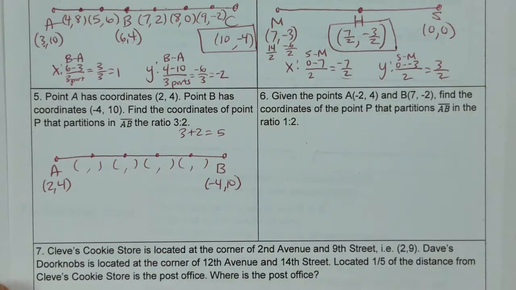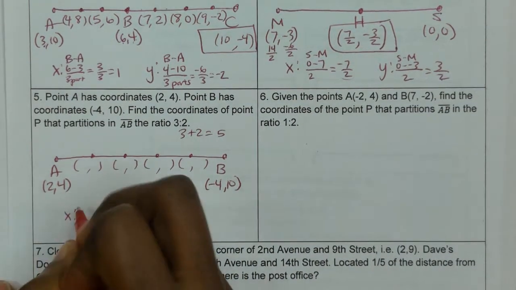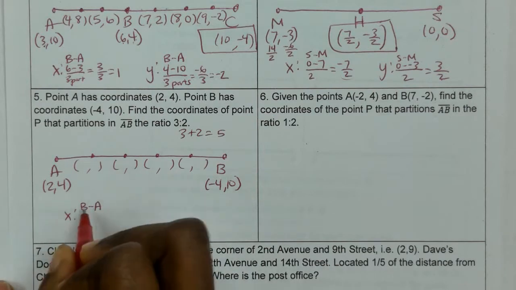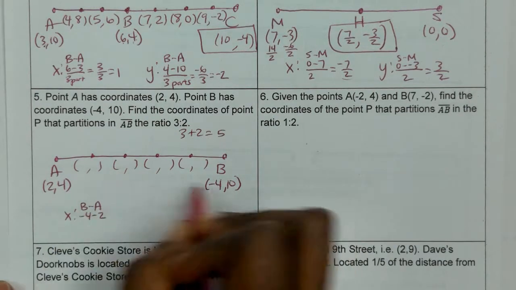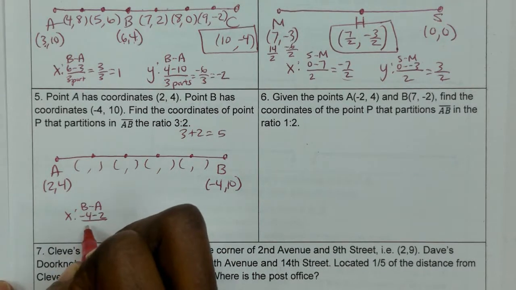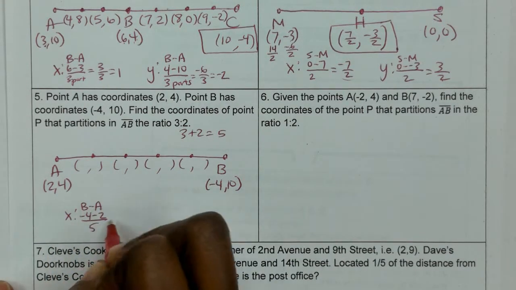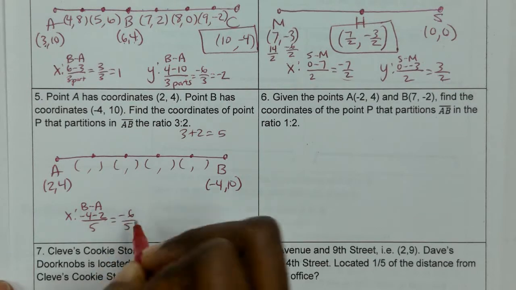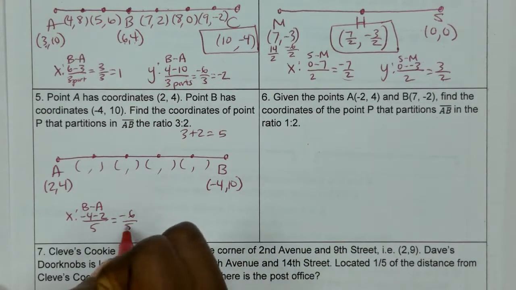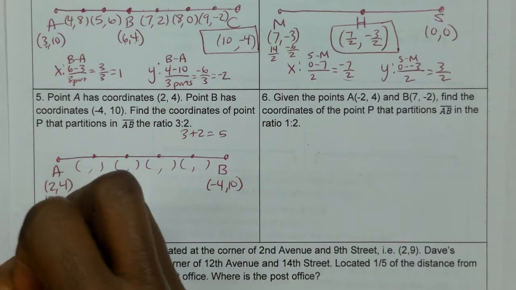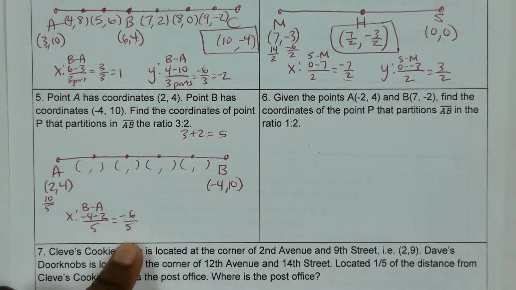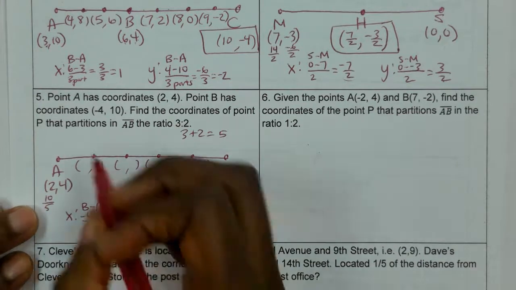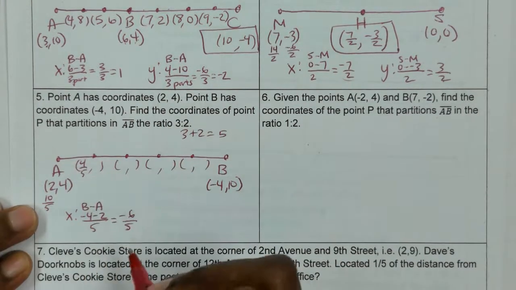Okay. So for x, if we want A to B, we subtract A from B. So -4 minus 2, those are my x coordinates. Dividing that by 5 parts. -6 divided by 5. Back to fractions. So 5 times 2 is going to give me 10. So 2 is really 10/5, and I can add -6 or drop 6. So 10 minus 6 is going to give me 4, and I have over 5.